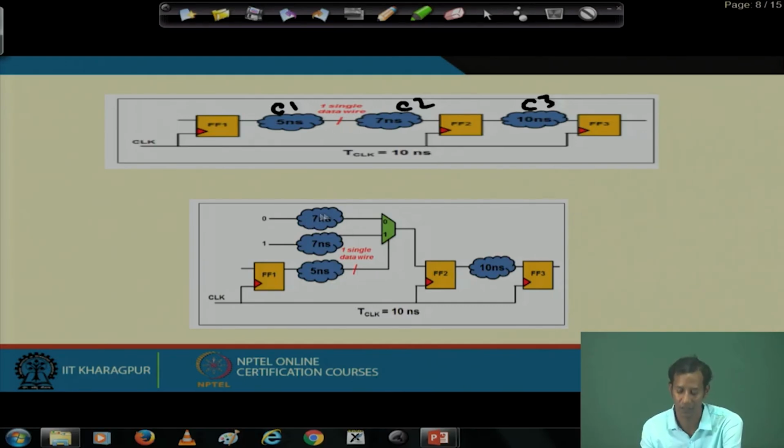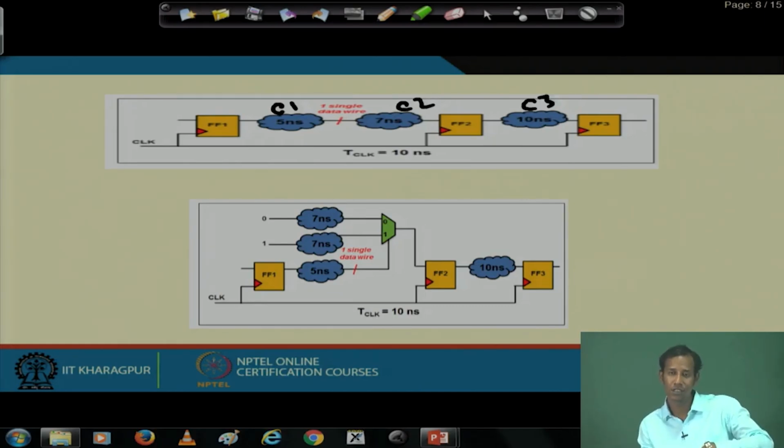then it will select the corresponding path, and if it finds that this value is 1, then it will select this and go to flip flop 2. That means here I do not have to wait for the computation of C1 to be completed before I can start my processing at C2.